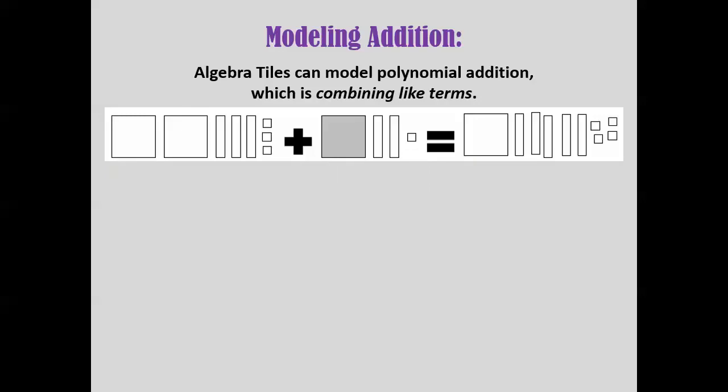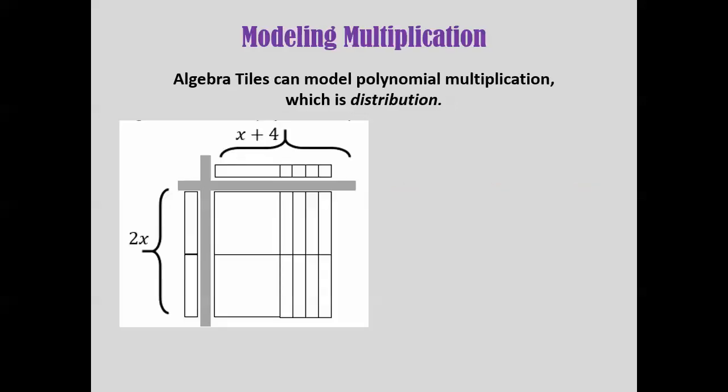So our first polynomial here is going to be 2x squared plus 3x plus 3. We're going to add to that negative x squared plus 2x plus 1. That results in the polynomial x squared plus 5x plus 4. So this is a nice way to visualize what's going on with something that's fairly abstract. It might help you. We can also model multiplication, which is distribution.